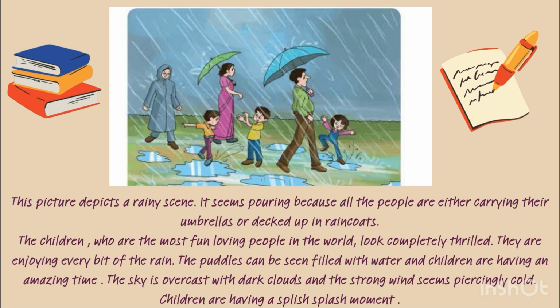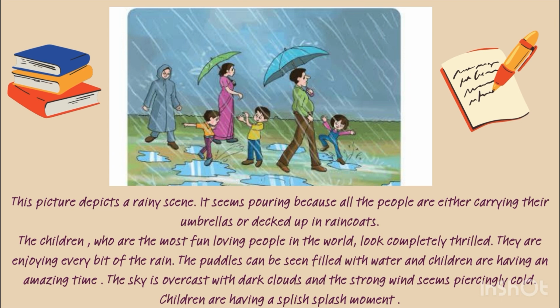But can you see the children? They are having a lot of fun. They are enjoying themselves a lot. Right? So they are enjoying every bit of the rain. See, children are the most excited people on the planet, who feel very thrilled when it rains, when it pours. The puddles can be seen filled with water and children are having an amazing time.